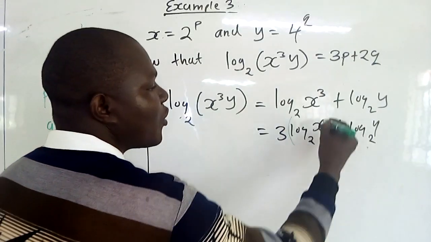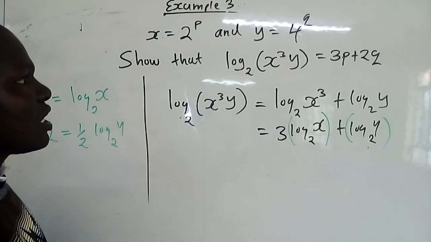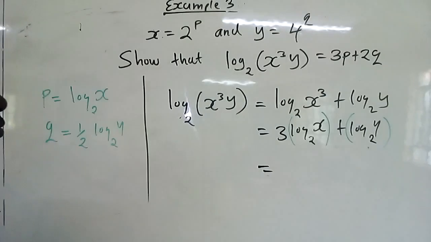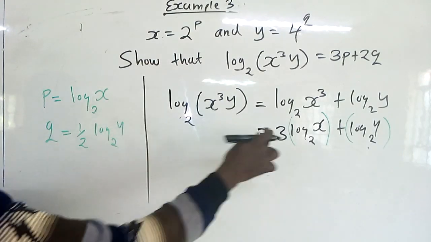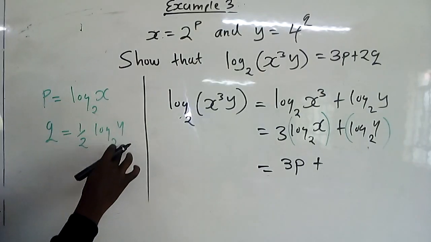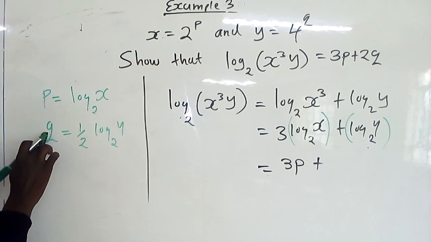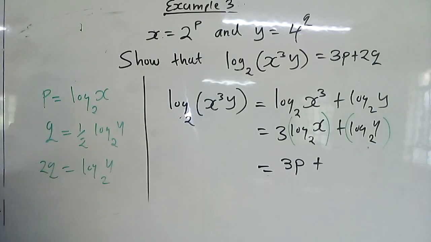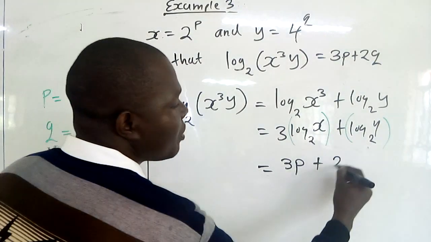So what are we substituting? We are substituting log x to base 2 and log y to base 2. Are we together? What is log x to base 2? Log x to base 2 is p. So 3 times p is 3p, plus, what is log y to base 2? You make it the subject of the formula. You multiply both sides of this equation by 2, then you get 2q is equal to log y to base 2, for you to remove this coefficient. So where we have log y to base 2, we put 2q. So that is 3p plus 2q.